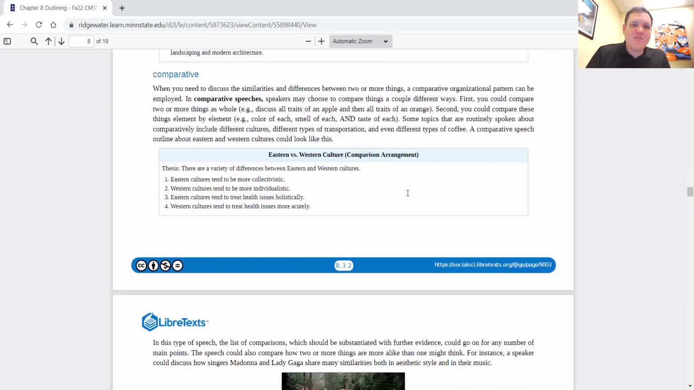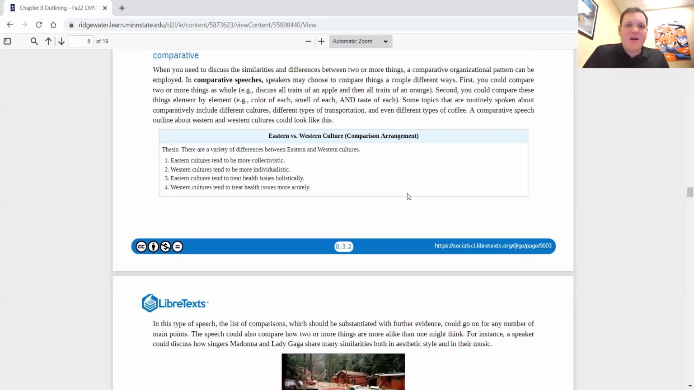Next, we have a comparative speech. So when we're comparing 2 or more different things, you may want to compare a couple of different ways. First, 2 things or more as a whole. So discuss the traits of an apple versus the traits of an orange. Second, you could talk about, again, that's more in that topical bucket where, again, these overlap, there's gray area. So again, comparative, I'm going to compare an apple to an orange.